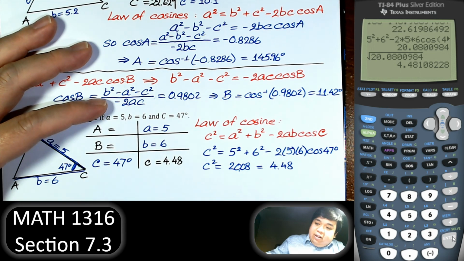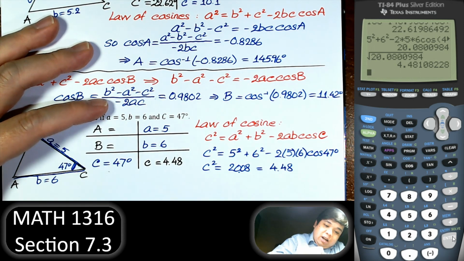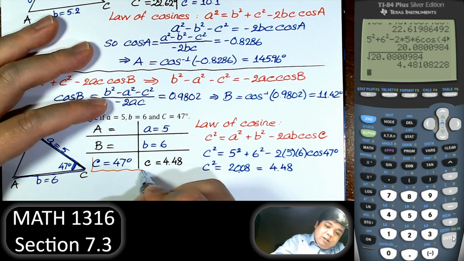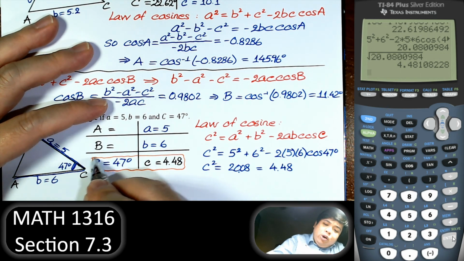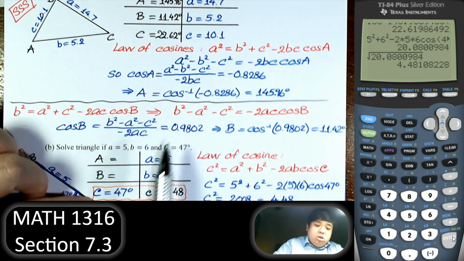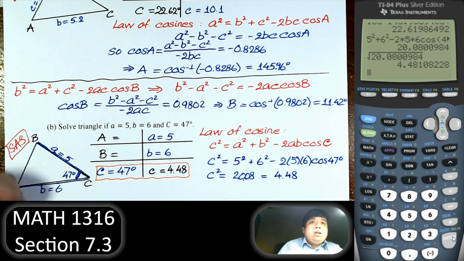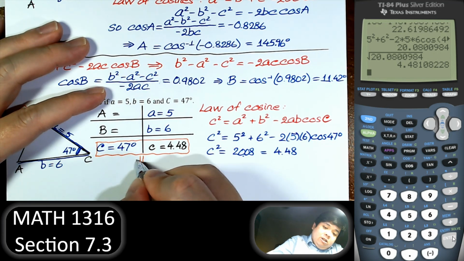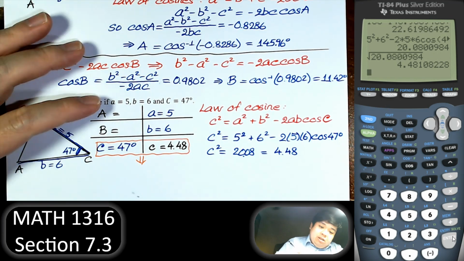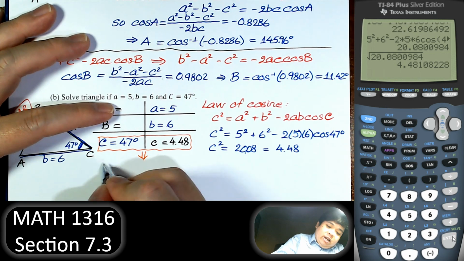Now we have a pair of opposite side and angle. Of course, now that we know three sides, we certainly can use the law of cosine to find the angle too. But it will be better to just use the law of sine here, where we have the opposite side and angle.